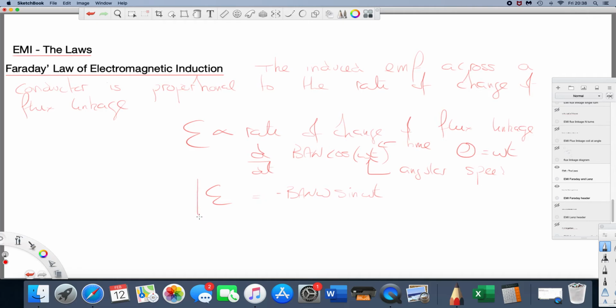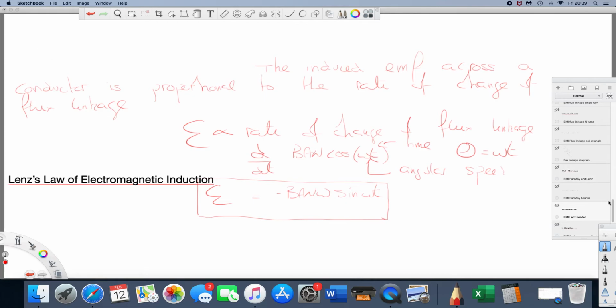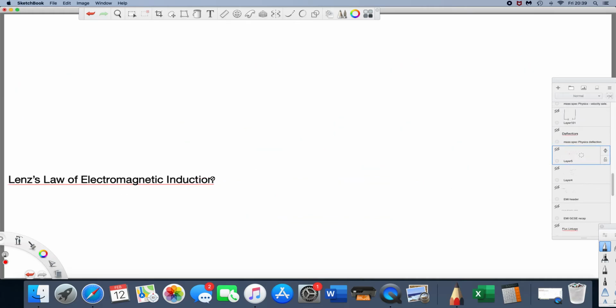So that is what Faraday said. The induced EMF is proportional to the rate of change of flux linkage. Now, what Lenz said, he's our next man, what Lenz said is that the induced EMF happens in such a way as to oppose the change causing it.